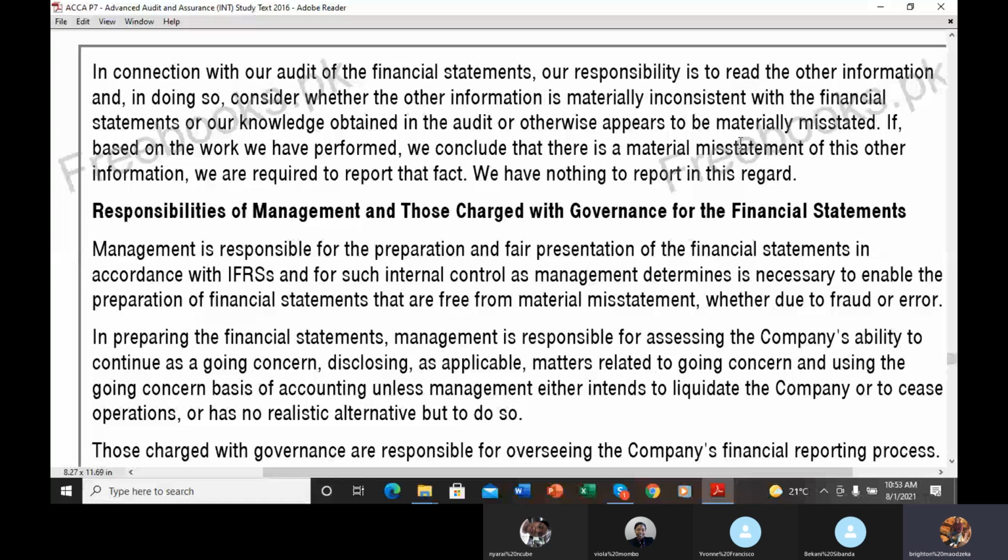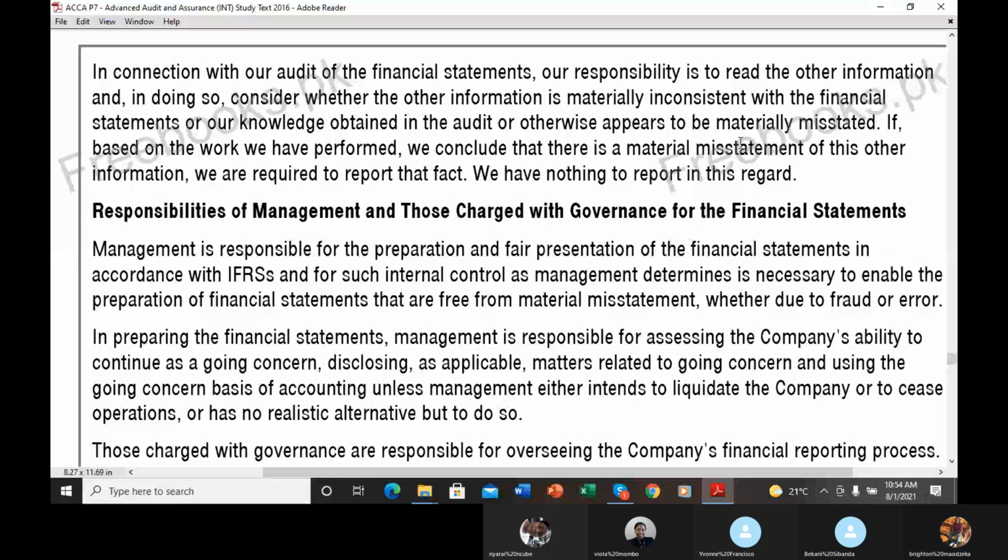And in doing so, consider whether the other information is materially inconsistent with the financial statements. So you shouldn't say nothing to report. The main issue in considering the other information is a matter of consistency. Is it consistent with the financial statements or with other knowledge that we've acquired in auditing this client? Isn't it? And then to express our opinion. That's supposed to be written under other information.